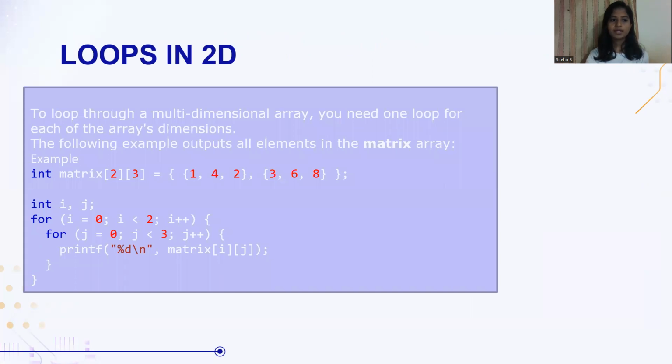Loops in 2D. In the single dimensional array, we use a for loop, and in the two dimensional array also, we have to use a for loop. But here we'll be considering 2 for loops in order to display our arrays. Here for int i we have taken one for loop, and for int j we have taken another for loop, and we have printed the matrix of both i and j.